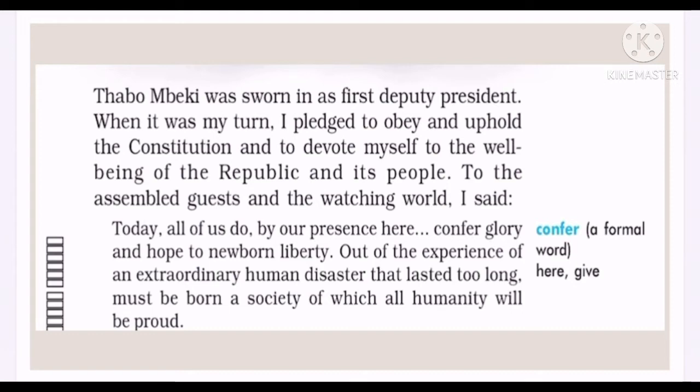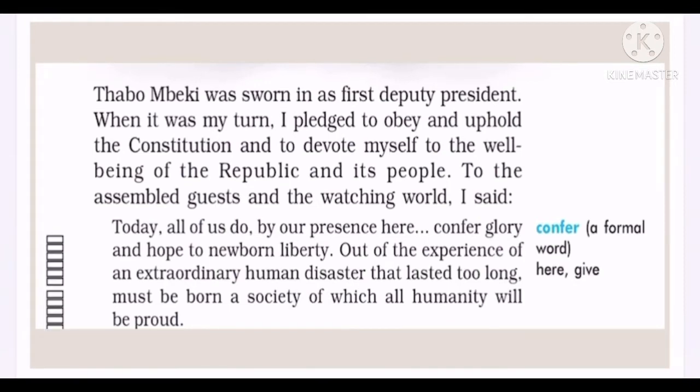Then he addressed all the people, all the dignitaries and the world leaders who came there to be a part of the inauguration ceremony. He thanked all the people. Today, all of us do, by our presence here, confer glory. Confer means here given. Confer glory and hope to newborn liberty. So here Nelson Mandela is saying that they all were gathered there to welcome and hope for the beginning of a new liberty, meaning freedom, newborn freedom.